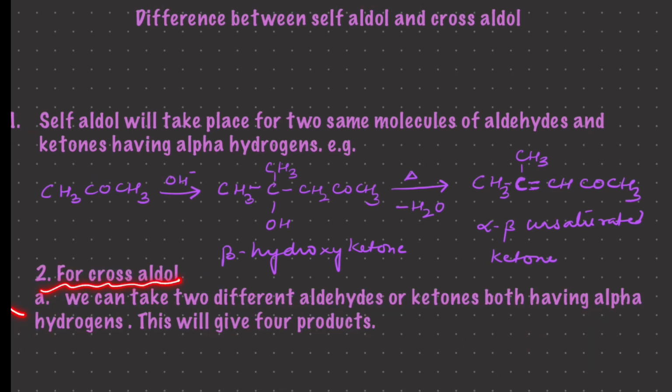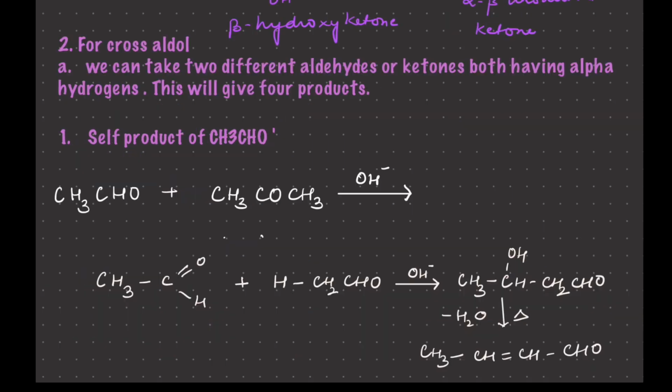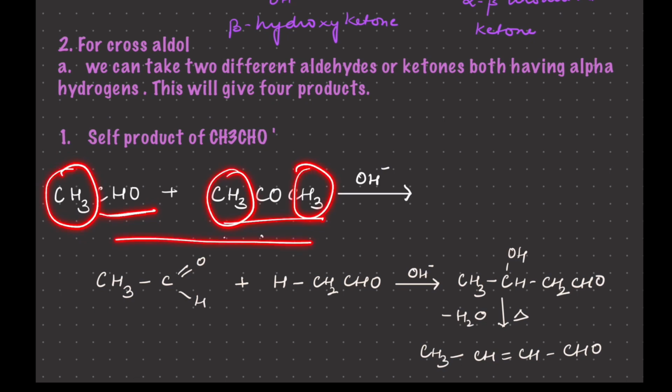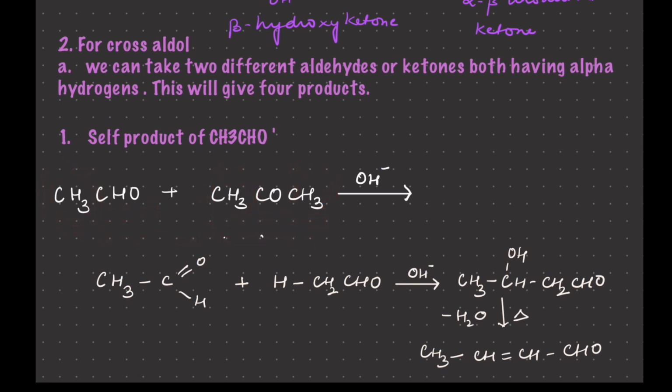Cross-aldol, we have two types. In the first type, we can take two different aldehydes or ketones, both having alpha hydrogen. Here we get four products. Now how we get four products is, the first will be the self product of aldehyde. Suppose we want to show cross-aldol between an aldehyde and a ketone, and both are having alpha hydrogen. You can see we have 3 alpha hydrogen here and we have 6 alpha hydrogen here. So both of them are reacting to give cross products. Now in this cross we will have 4 products.